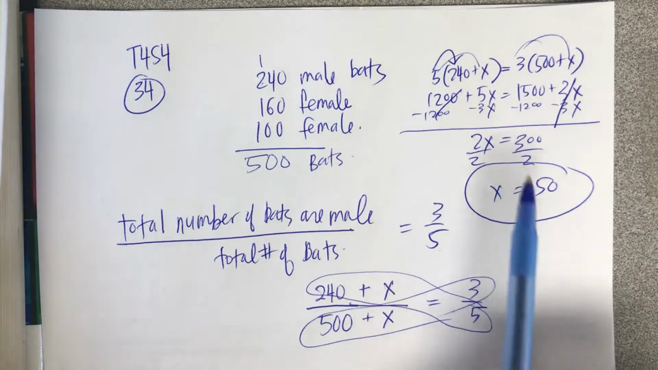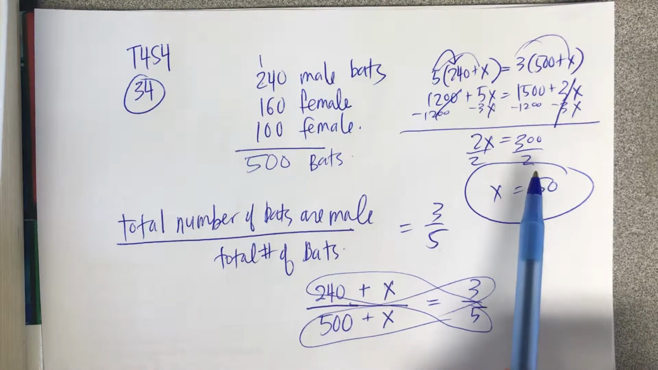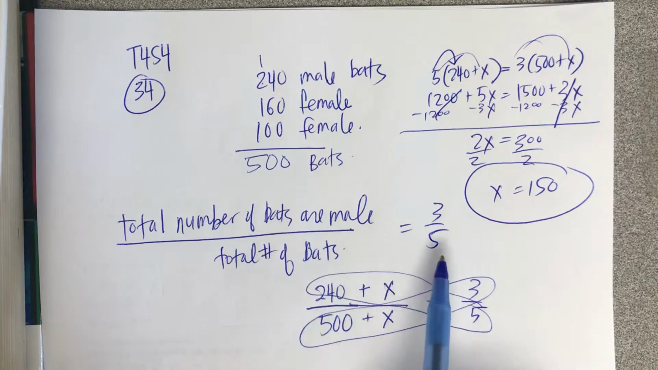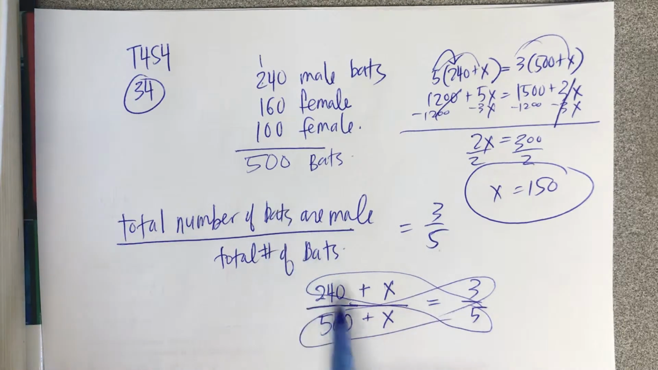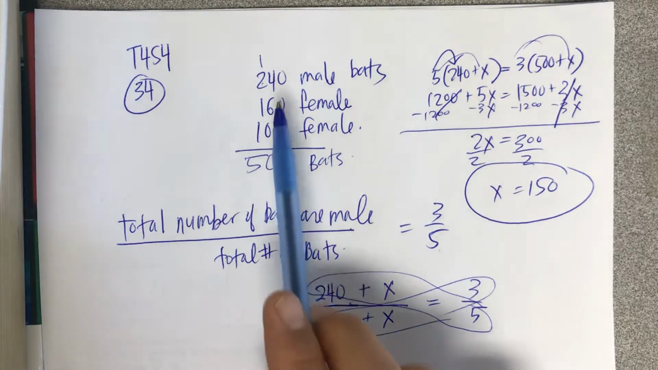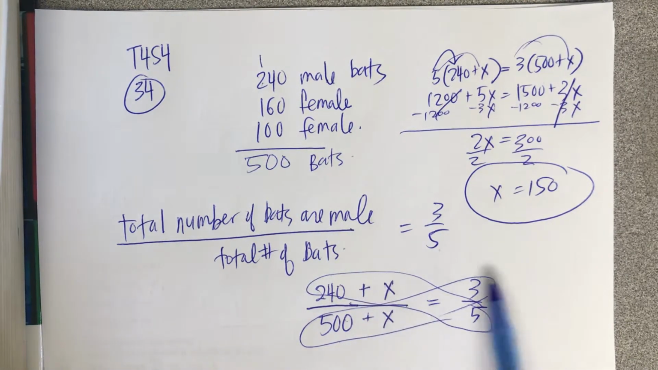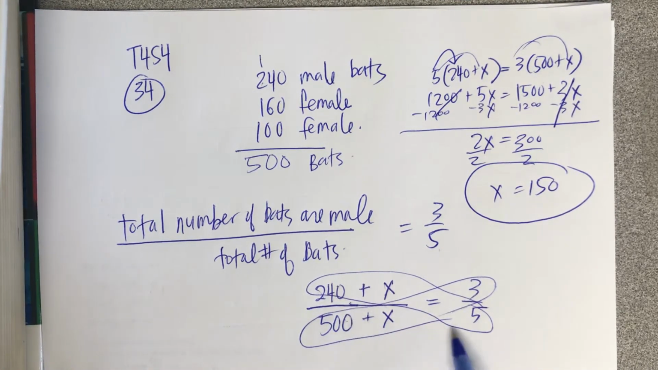So again, the tricky part, and it's not that tricky, is to understand that the total number of bats that are male has to be 3 over the total number of bats, which has to be 5. We already knew that the 500 is the total number. We know the total number of male bats is 240. We're going to have to add to this number to maintain this percentage, or this proportion, which we do here. That's why we add plus X here, and then cross multiply, and then boom, it's all done after that.